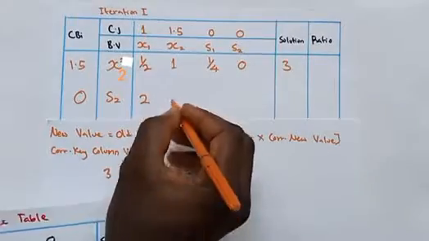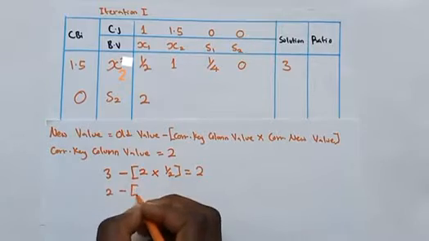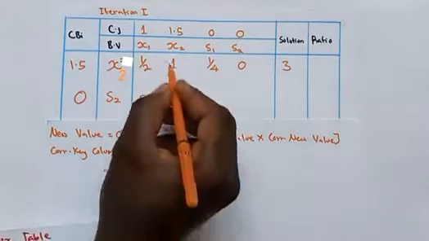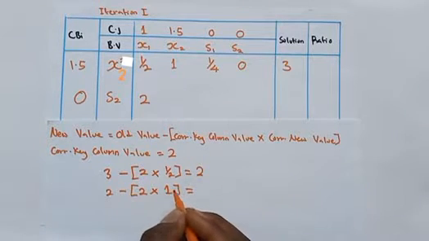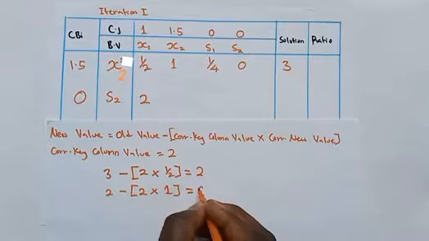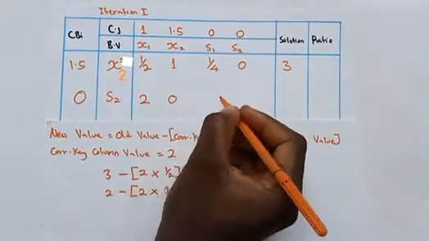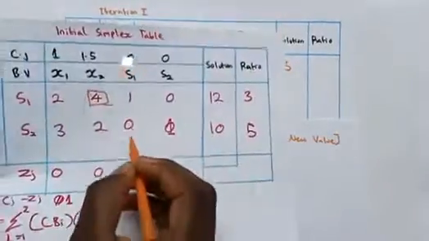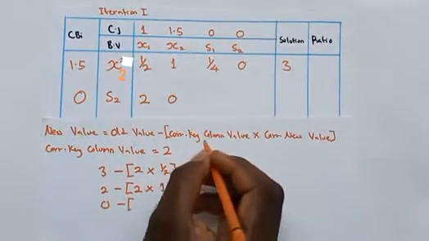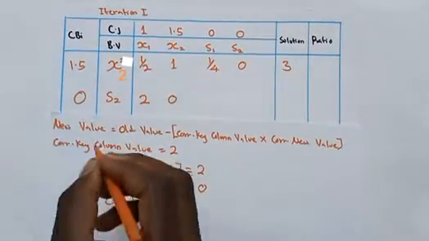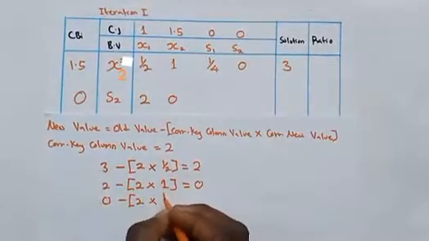Similarly, for this position, what is the old value? 2. So 2 minus 2 multiplied by 1. 2 multiplied by 1 is 2. 2 minus 2 gives us 0. So the new value at this position is 0. For this position, what is the old value? It is 0. So 0 minus the corresponding key column value, which is 2 for this whole row, multiplied by the new value, which is 1 over 4.